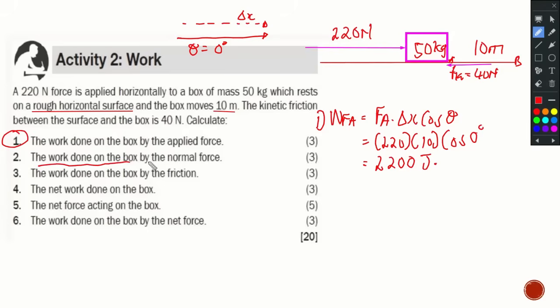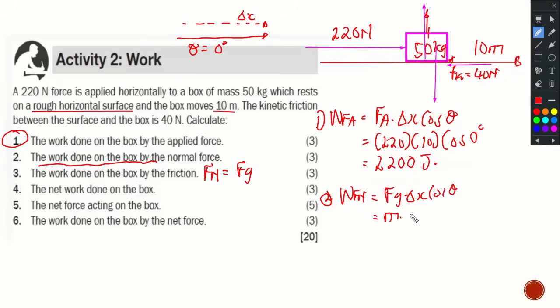Then the work done on the box by the normal force. Work done by Fn. Obviously, we know our Fn will be equal to the gravitational force. If we are to draw this, the normal force will go all the way up and then Fg will go all the way down here, so these two will be equal. Then we can simply replace Fn by Fg. So Fg, delta x, and then cos theta. So this will be the mass times the gravitational acceleration, delta x cos theta.